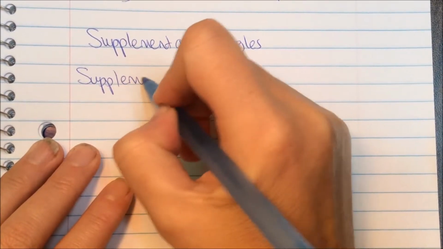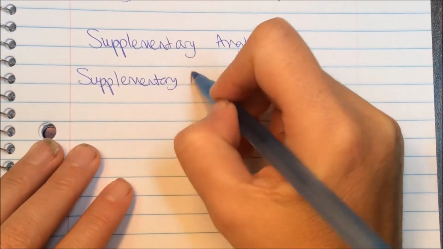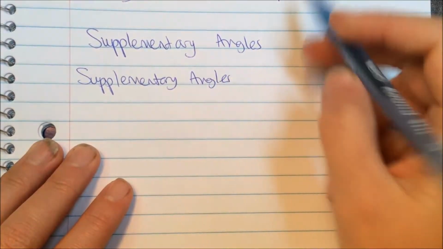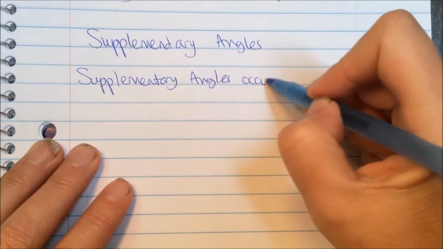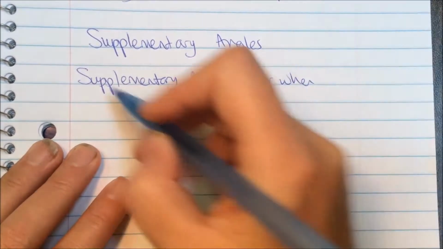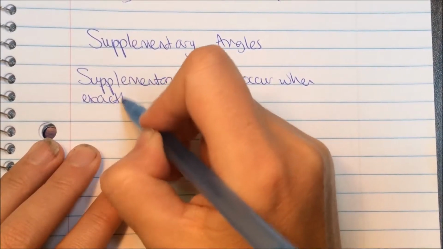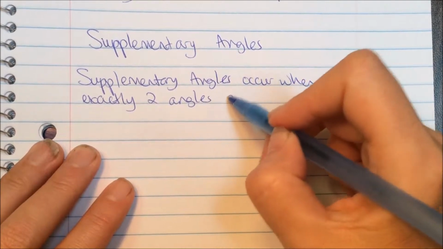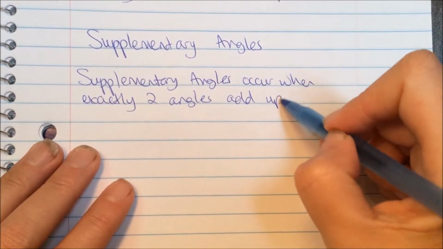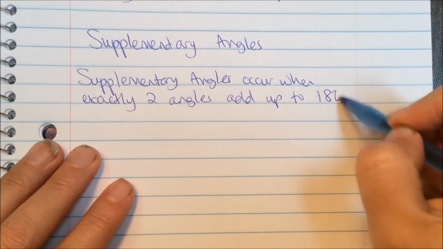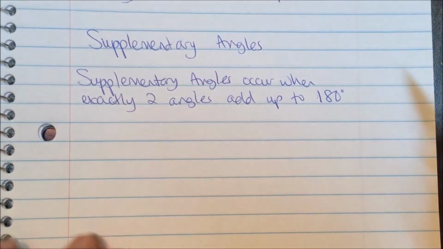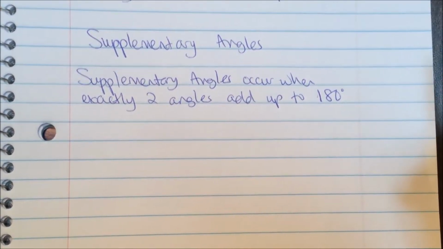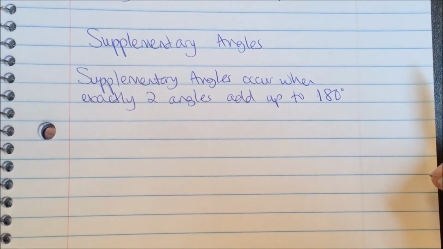Supplementary angles occur when exactly two angles add up to 180 degrees. So very similar to complementary, except they add up to 180 now instead of 90.